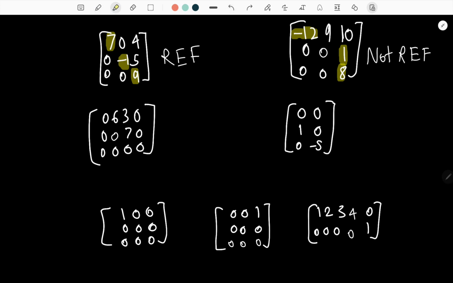Now let's look at the next one. So first non-zero number in the first row is 6. Now we look again down and right, 7, and we have a 0 row at the bottom. So this is REF now.